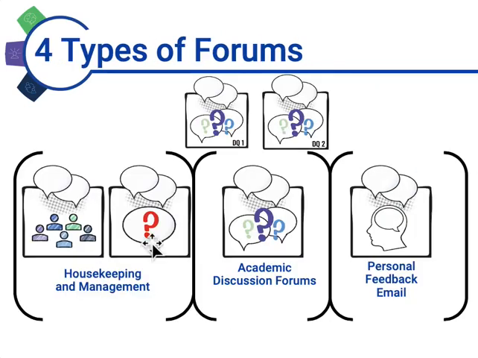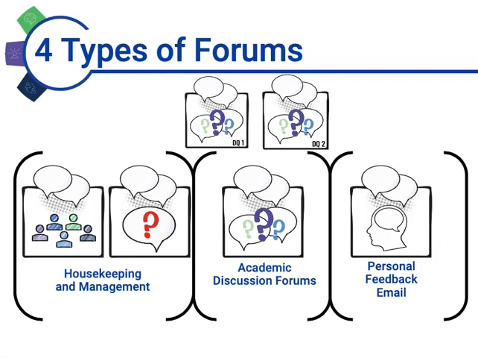Mockingbird likes 4 different types of forums. Housekeeping and management forums. This is community and attendance and a question forum. Academic discussion forums. In our hybrid, we like to use discussion question 1 and discussion question 2. And then a personal forum. This is that one-to-one interaction that we maintain. Remember that all of these forums are about repeated interaction.